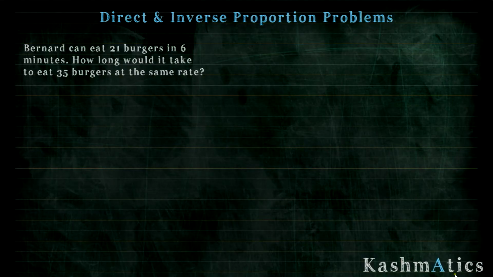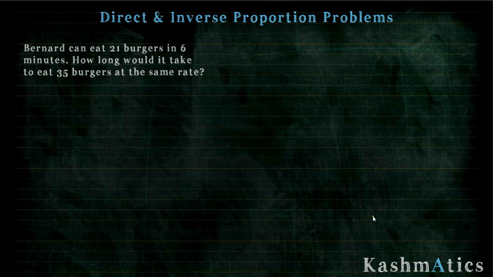Now, when it comes to solving these kind of problems, I don't actually have any formulas or anything like that to help us. But what I do have is a common sense approach, which I hopefully can demonstrate and then you can apply. Now, let's have a look at this problem here. It says Bernard can eat 21 burgers in 6 minutes. How long would it take him to eat 35 burgers at the same rate, assuming he's got the digestive system to cope with it?